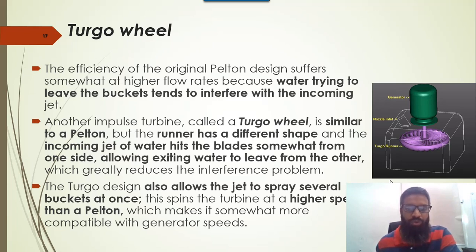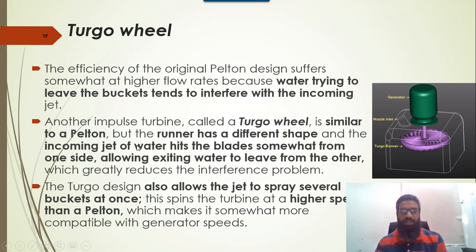Another impulse turbine called Turgo wheel is similar to the Pelton turbine, but the runner has a different shape, and the incoming jet of water hits the blade somewhat from one side, allowing the exiting water to leave from the other side. If you see, this is the inlet and this is the Turgo runner, this is the generator, and the water goes outside. When the inlet water hits the turbine, it starts rotating and the remaining water goes outside.